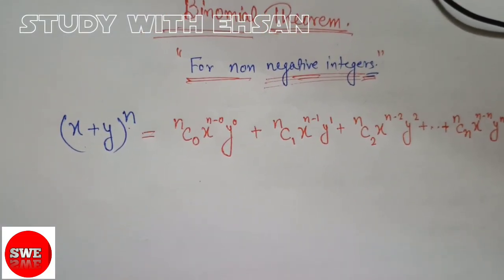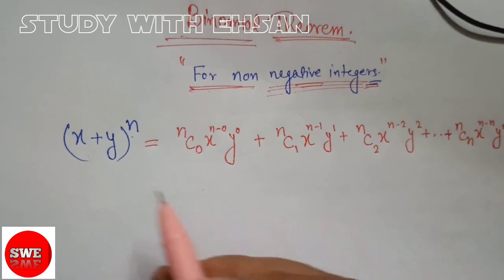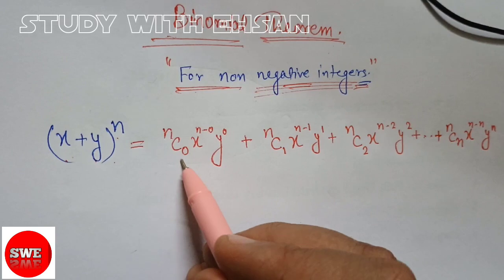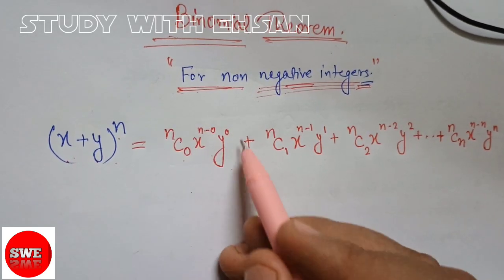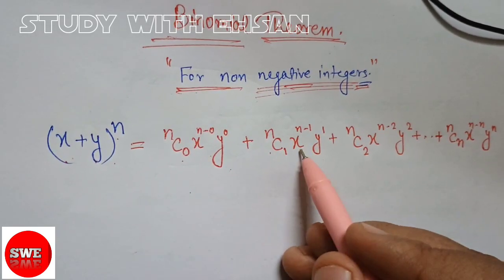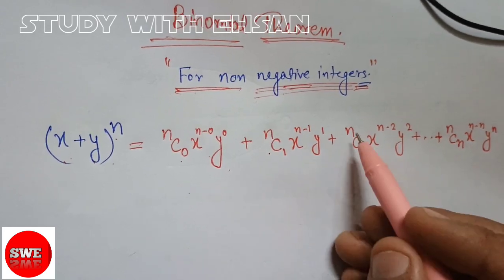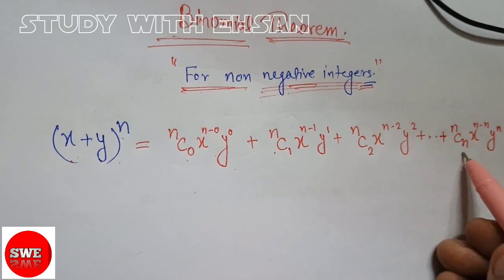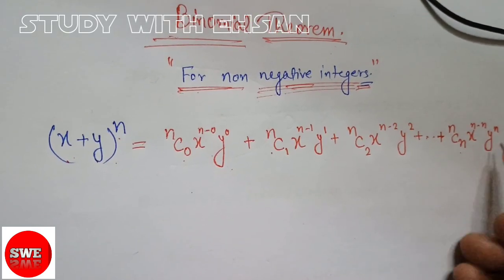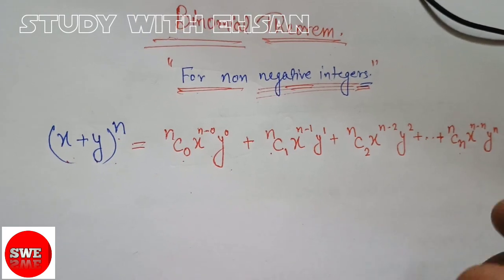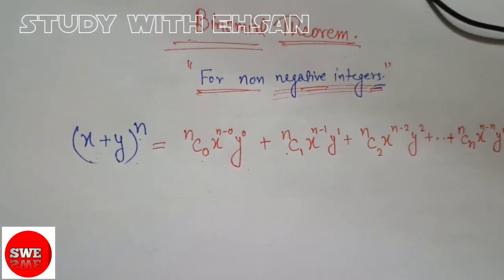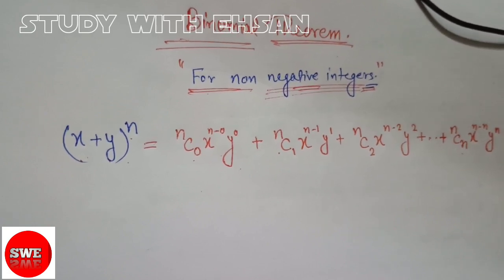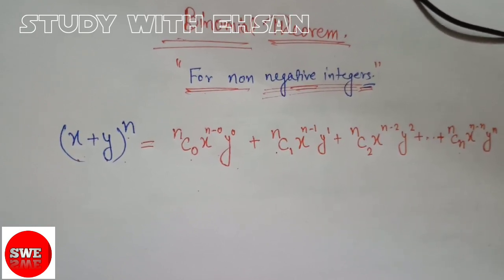You can see here, this is the binomial theorem for non-negative integers, and (x + y) to the power n, when you need to expand this, it is nC0 x to the power n minus 0 y to the power 0, plus nC1 x to the power n minus 1 y to the power 1, plus nC2 x to the power n minus 2 y to the power 2, plus nCn x to the power n minus n y to the power n, and this is the last term. And if you are thinking that it is very hard to memorize, it looks very difficult, then it is not actually difficult.